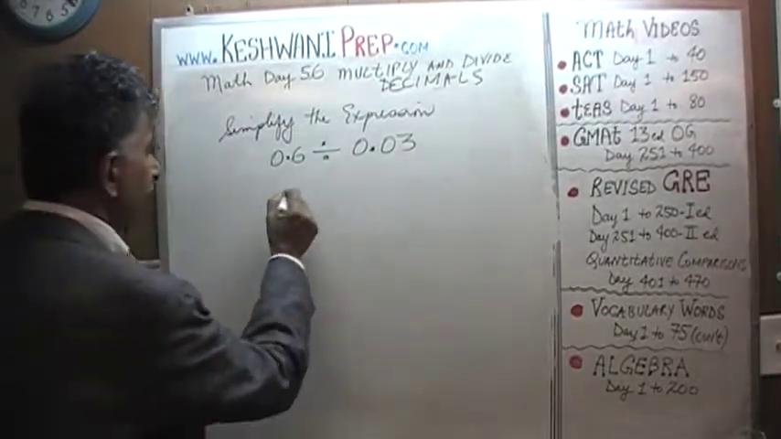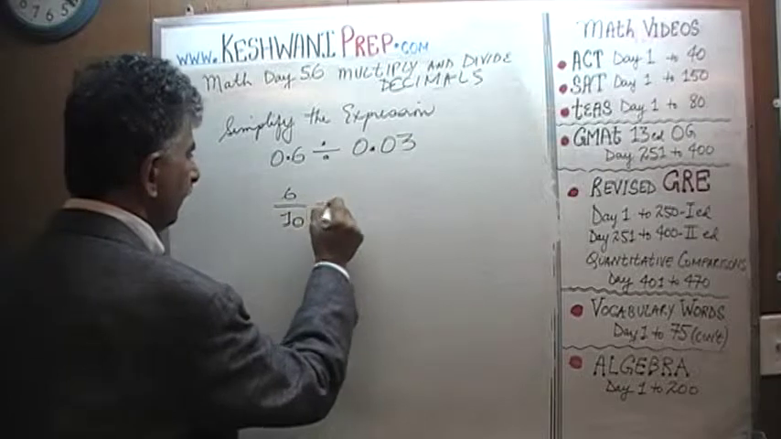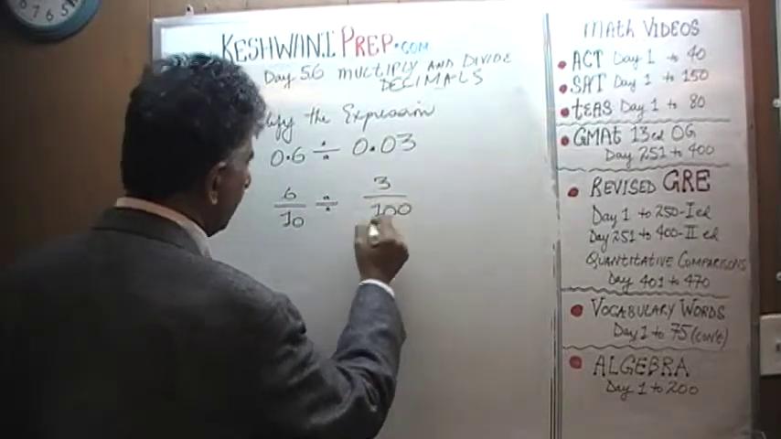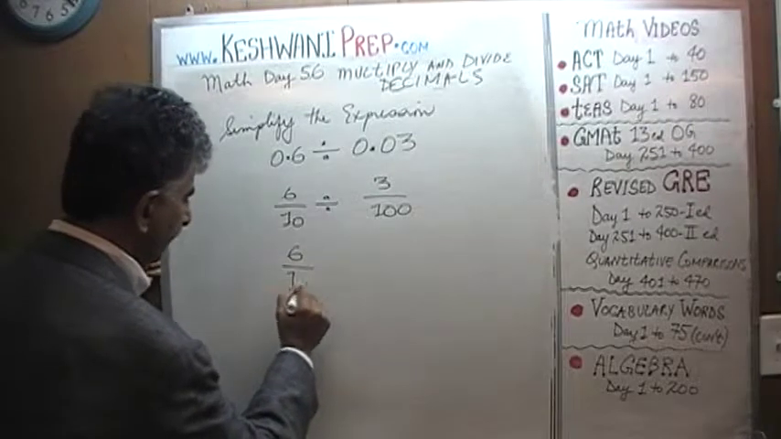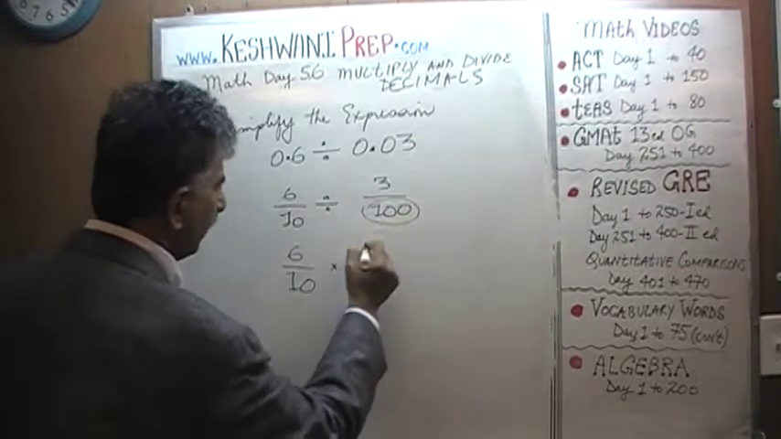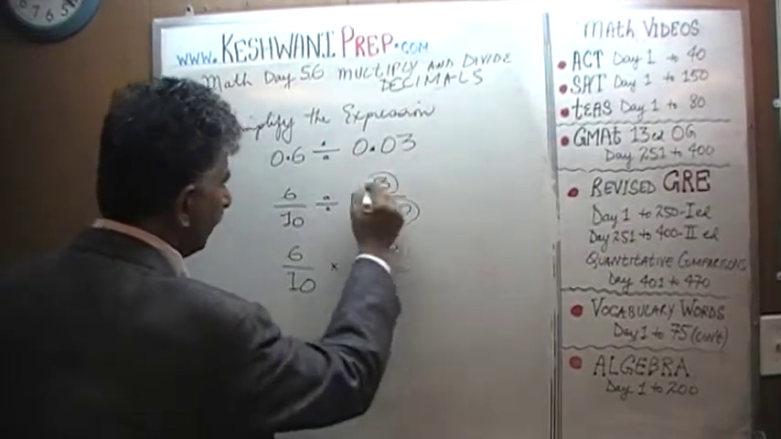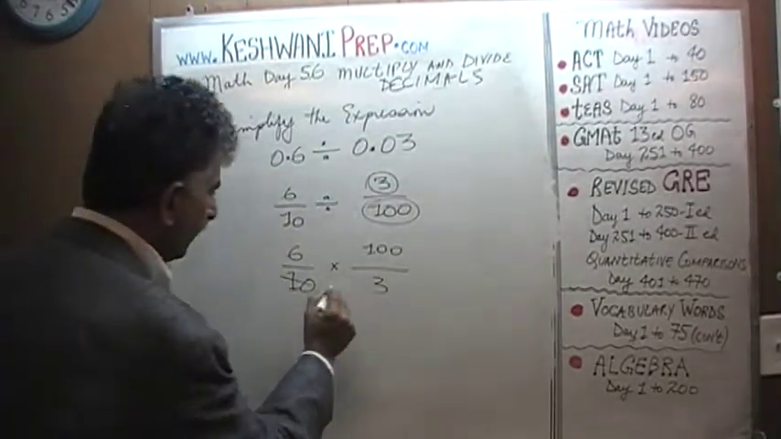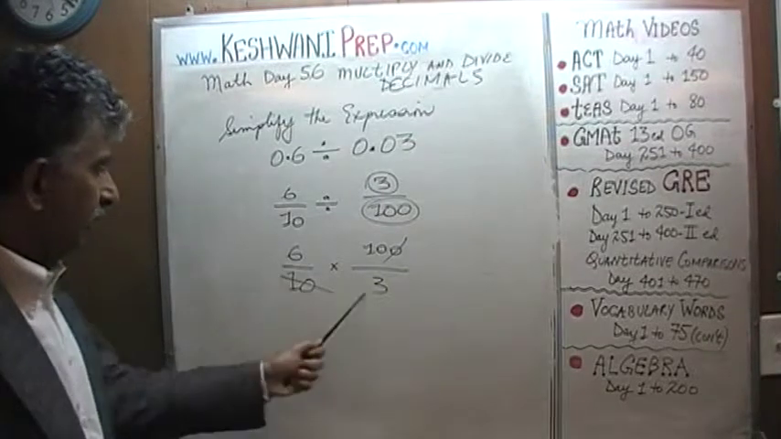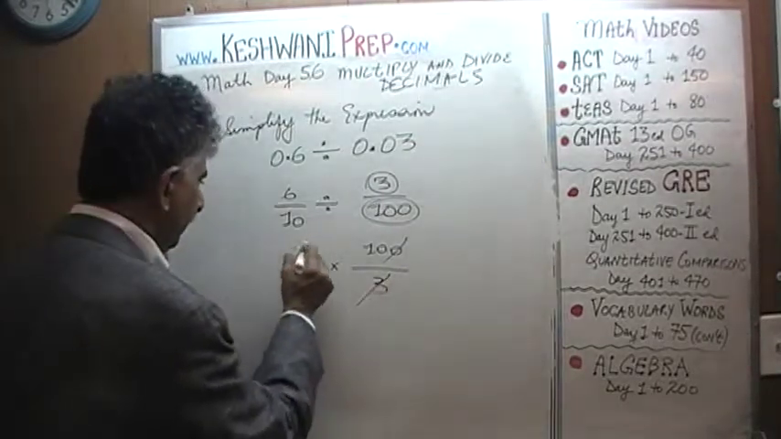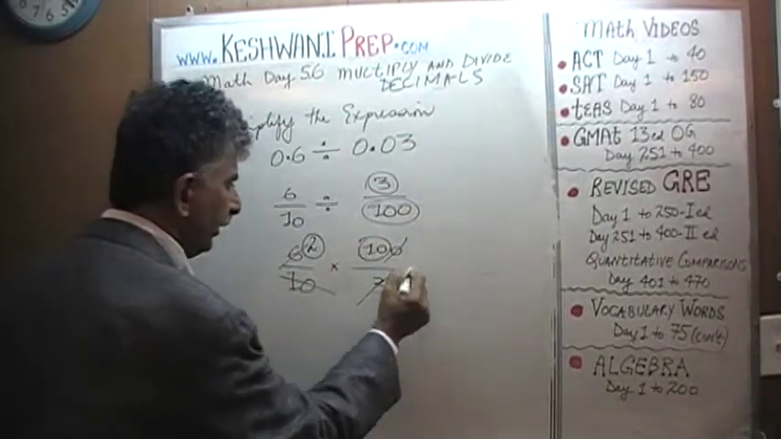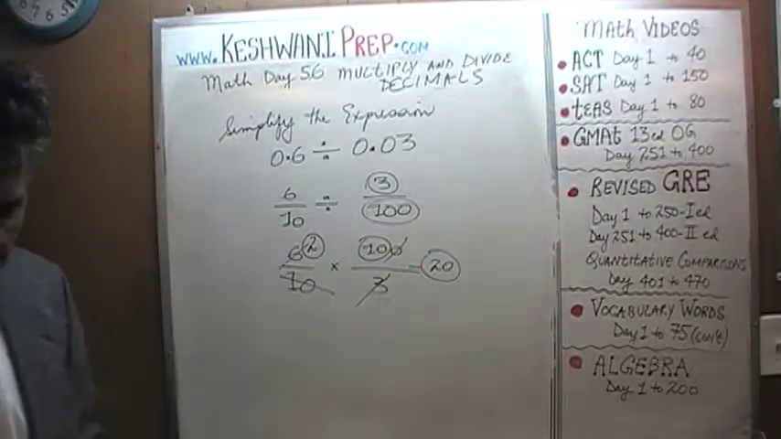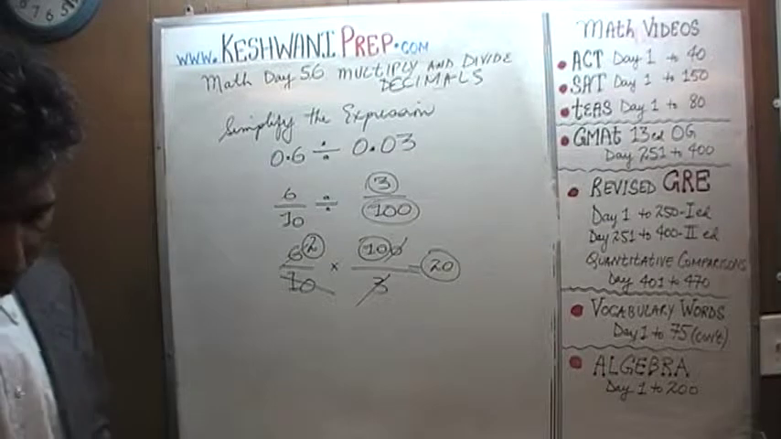0.6 can be written as 6/10, divided by 0.03 which can be written as 3/100, which is the same as 6/10 times 100/3. Divide top and bottom by 10. 10 drops out and we knock out 1 zero. Divide top and bottom by 3. 3 drops out and 6 becomes 2. We end up with 2 times 10, which is 20. Final answer is 20.